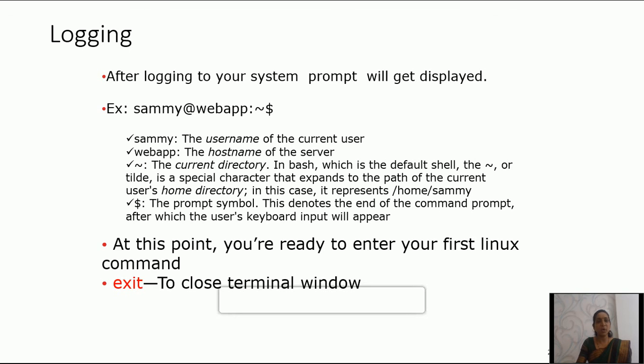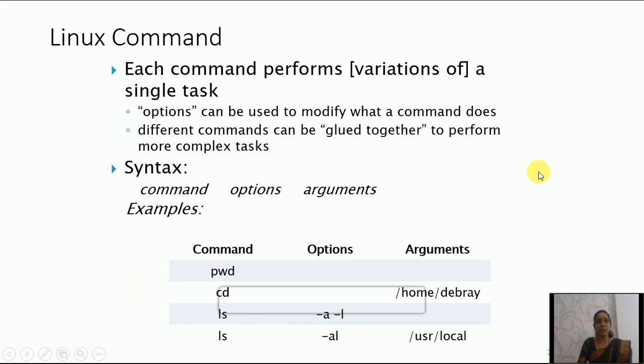As we have logged in as sami, it is showing the name of the home directory. By default, the home directory name would be /home/sami and then the dollar. Now we are ready to enter the Linux commands. When we want to close the terminal, we have to use the exit command.